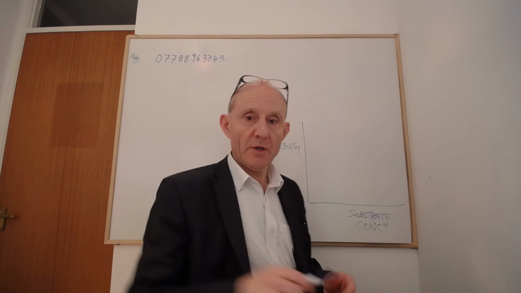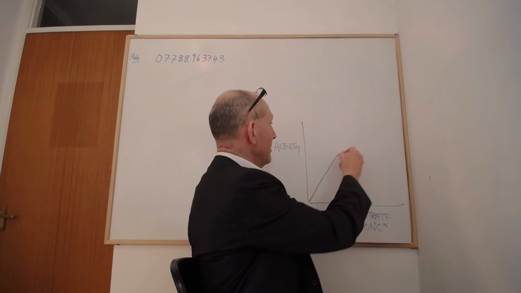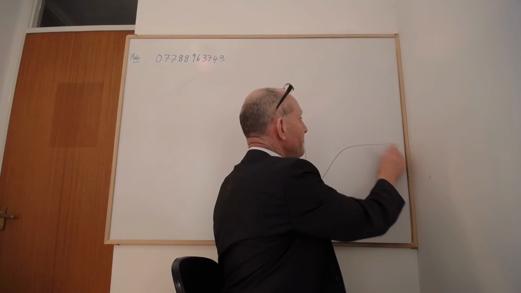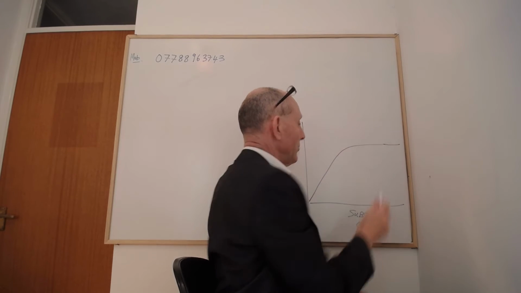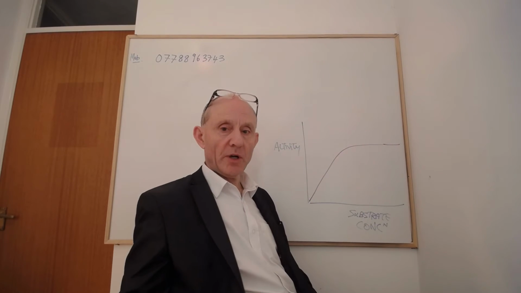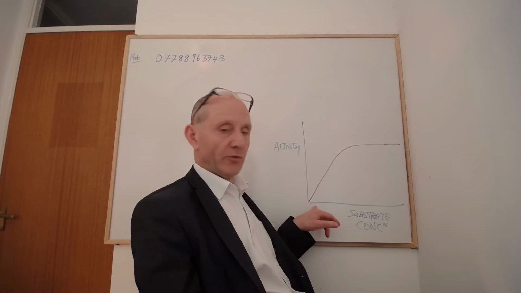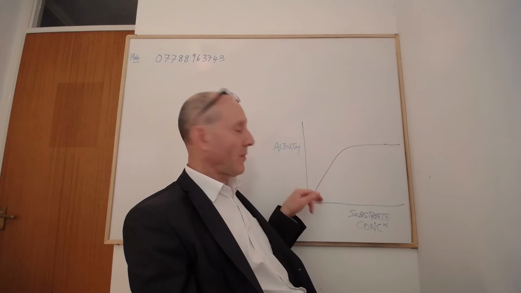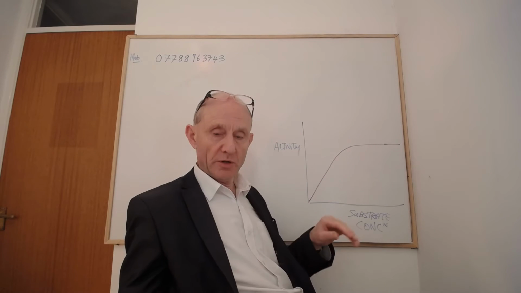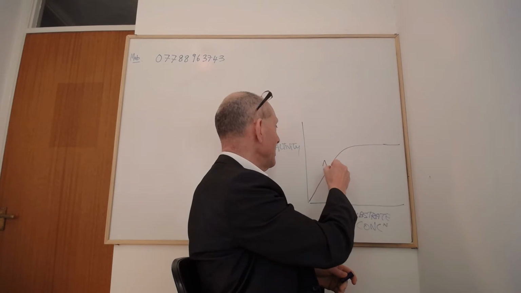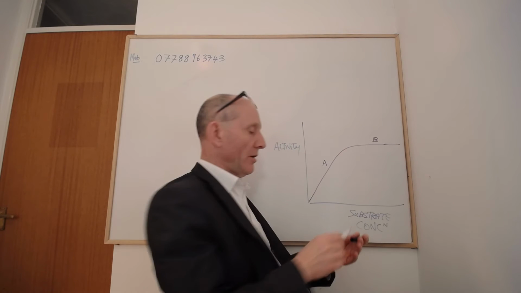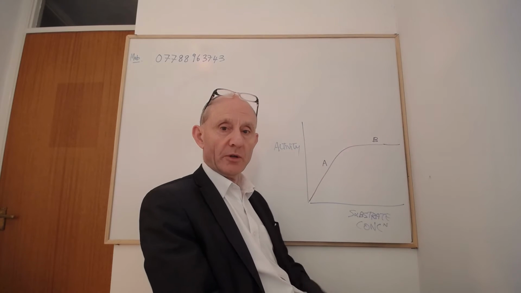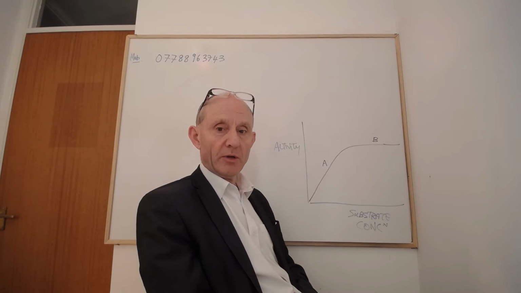Essentially you get a graph. We're getting a graph that's going up and leveling off. Describing that graph, you're describing the trend. You're saying at low substrate concentrations, the enzyme activity is low. And as substrate concentration increases, you identify two areas. That's area A and that's area B. In area A, as the substrate concentration increases, the enzyme activity increases.